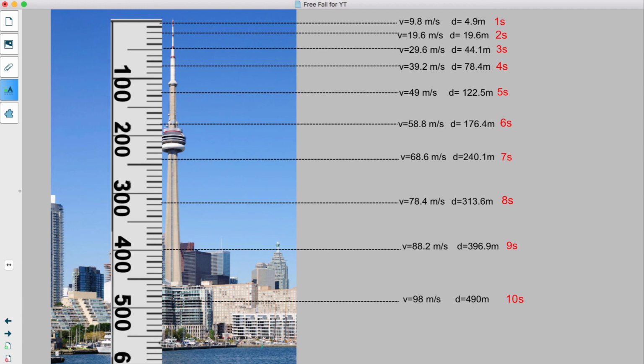Now the ground is only 65 meters away from that. So if you're traveling 98 meters per second and you're 65 meters above the ground, or the object is 65 meters above the ground, it will very quickly make impact.